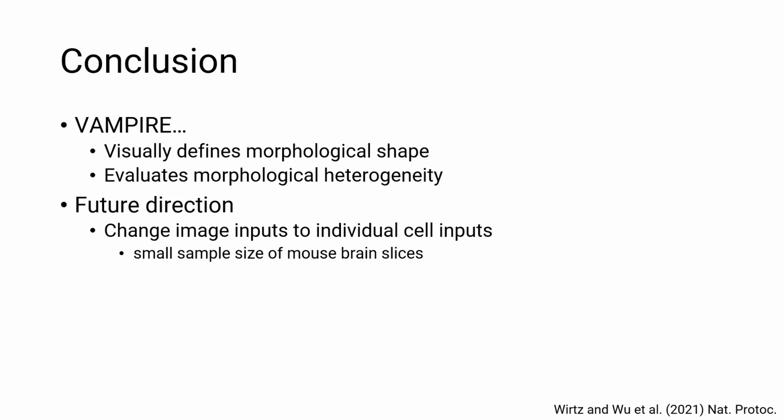So in conclusion, VAMPIRE visually defines morphological shapes and evaluates morphological heterogeneity. As for the future, we aim to change the image inputs to individual cell inputs since we have a limited sample size of mouse brain slices.